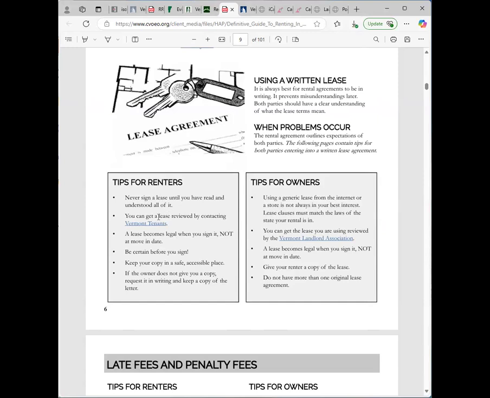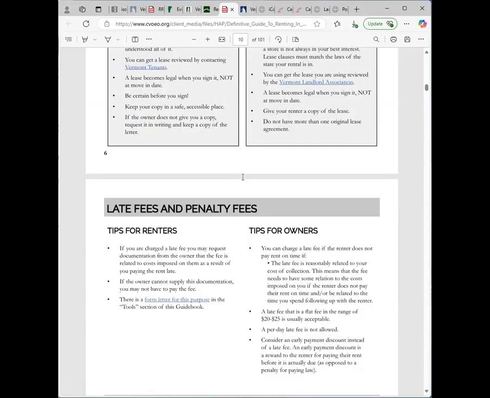For renters, there are a couple of different options for Vermont tenants to get a lease reviewed, and the same thing for landlords, the Vermont Landlord Association, which I will put the hyperlink for as a resource. Make sure you've got that. Using a generic lease from the internet or a store is not always in your best interest. The lease clauses must match the laws of the state that your rental is in. This is right in the Vermont guiding document here.